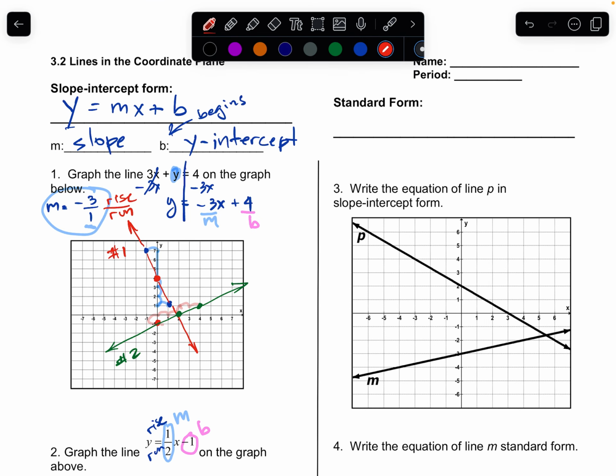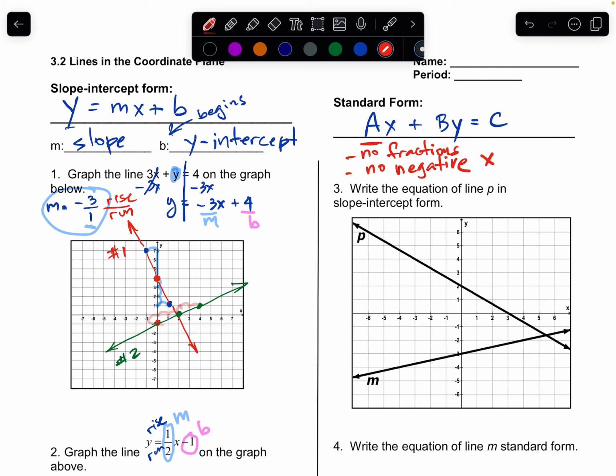Now let's go over here. Now we're going to look at the standard form. The standard form looks like this. It is ax plus by equals some constant, some number c. So for this x right here, you cannot have any fractions. So no fractions, and it can't be negative. A has to be positive. No negative x.